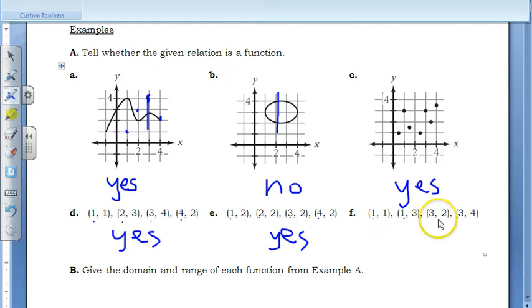On the last, I have a 1 and a 1. I have a 3 and a 3, so if I were to graph those, I'd have 1, 1, 1, 3, those 2 blue points I just added, and my vertical line would hit 2 points, so that is not a function.